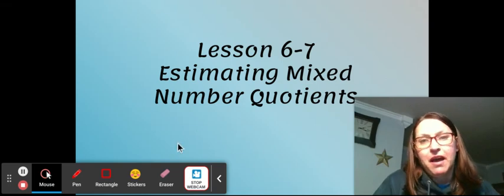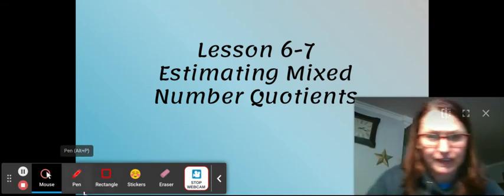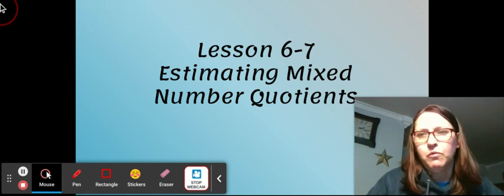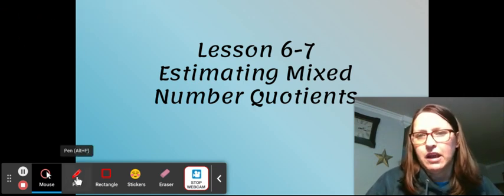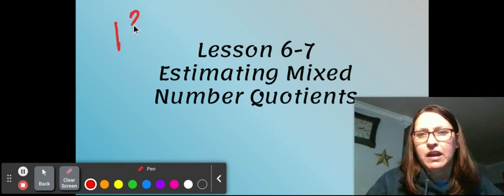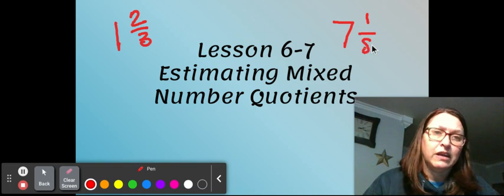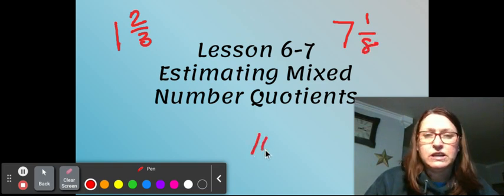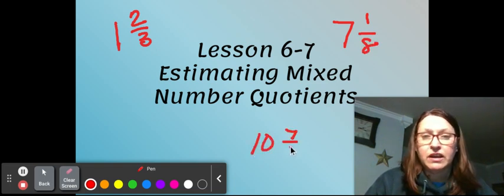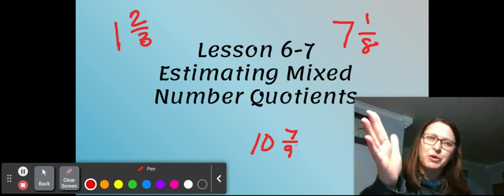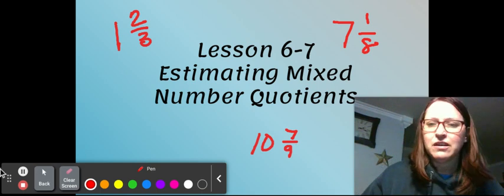Hi, today we're going to talk about how to estimate mixed number quotients. A mixed number is something like 1 and 2/3, or 7 and 1/8, or 10 and 7/9. Those are mixed numbers. Any mixed number has a whole number and a fraction beside it.